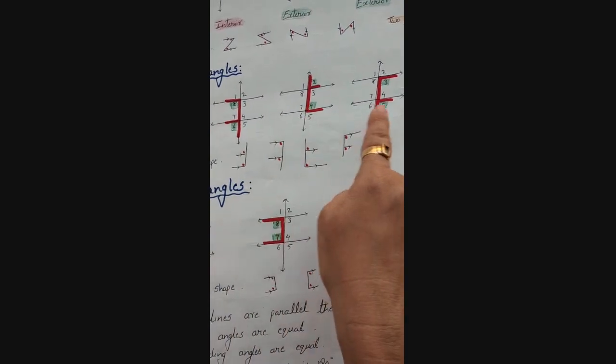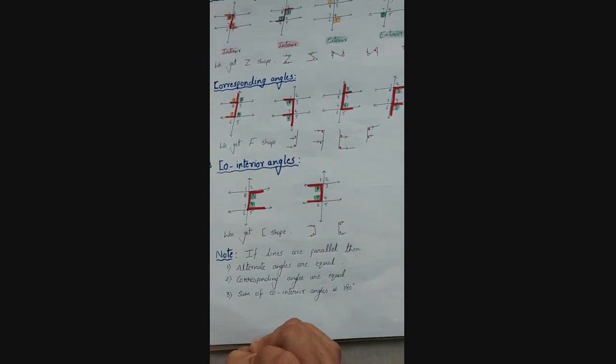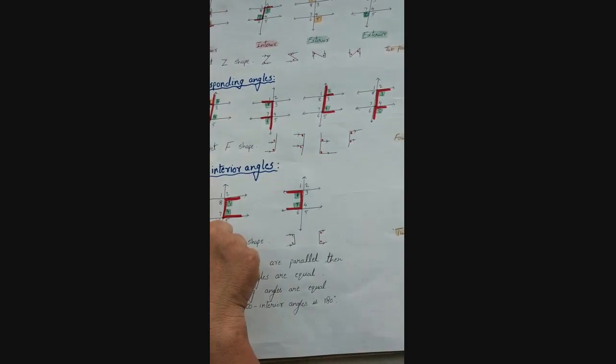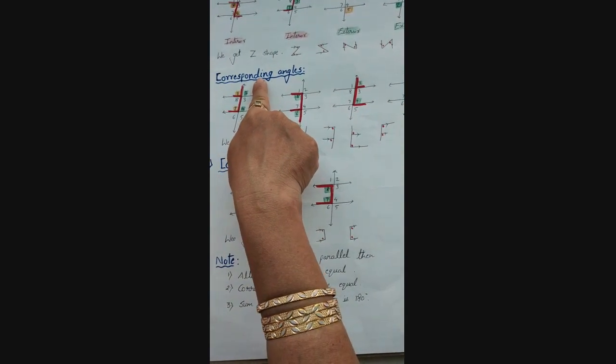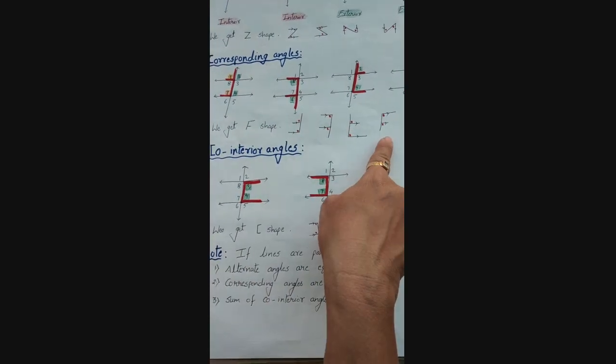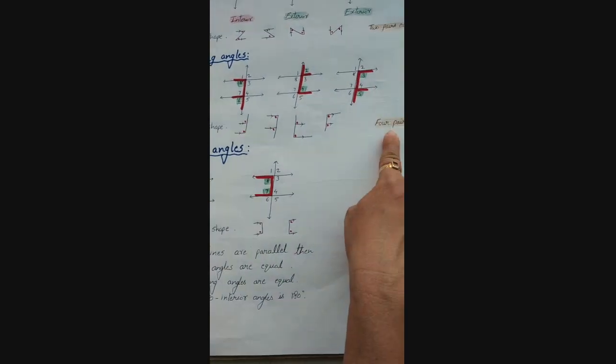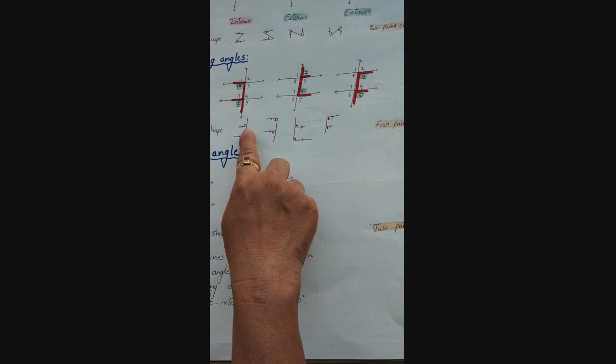Here also I have drawn with the red color. Can you identify which letter it is? Yes, the letter F. So whenever we get corresponding angles, we always get the letter F in all 4 rotations. And here we get 4 pairs of corresponding angles. Again these arrows indicate the parallel lines. So whenever lines are parallel, these 2 angles and these 2 angles are called corresponding angles.